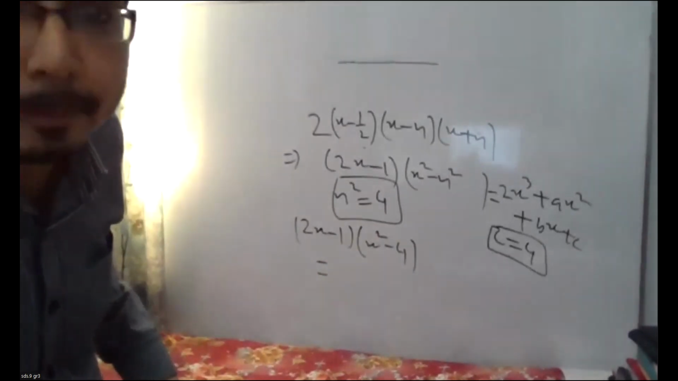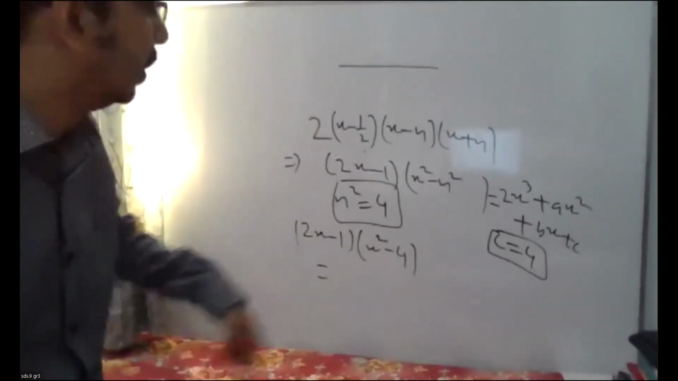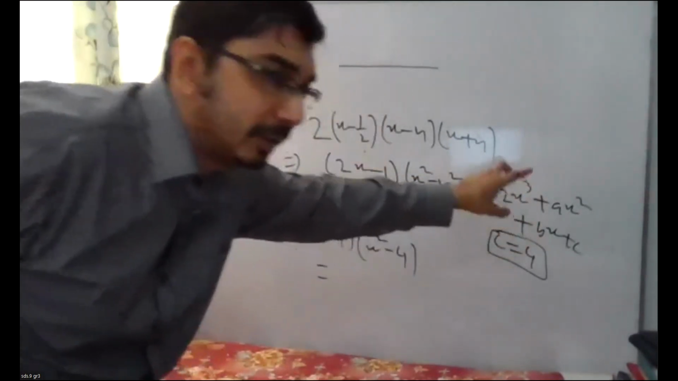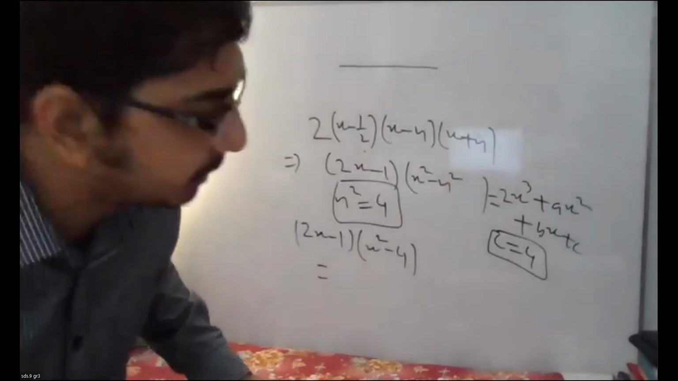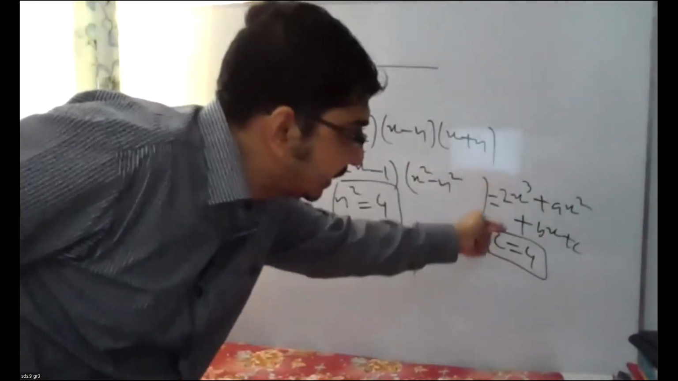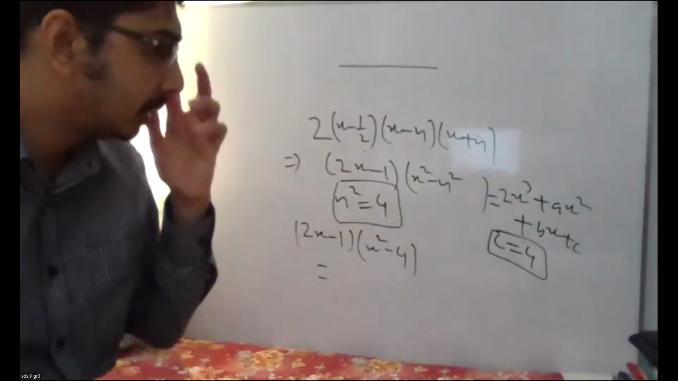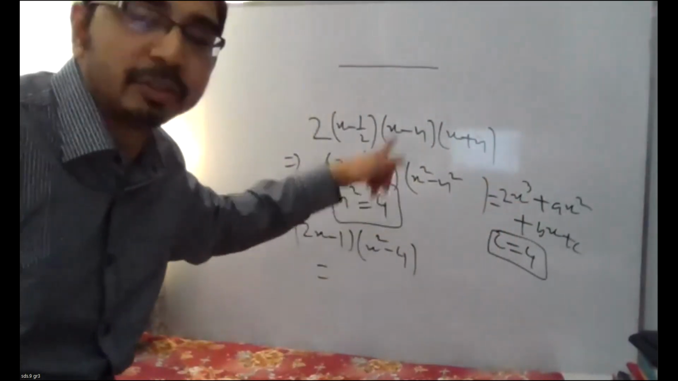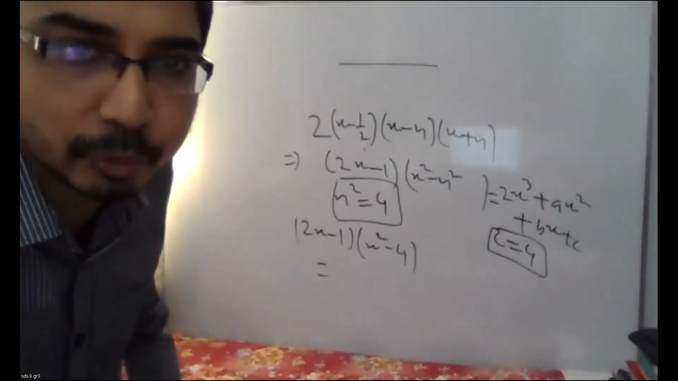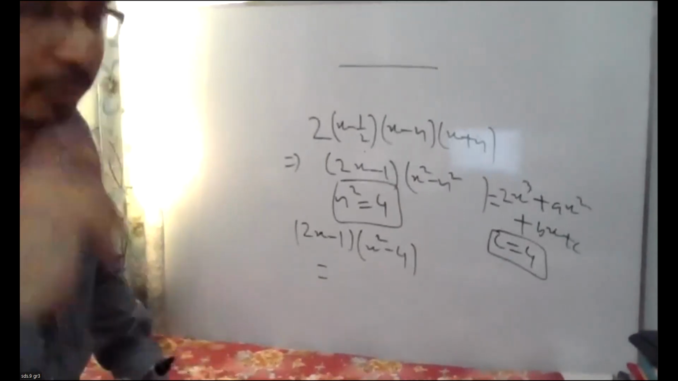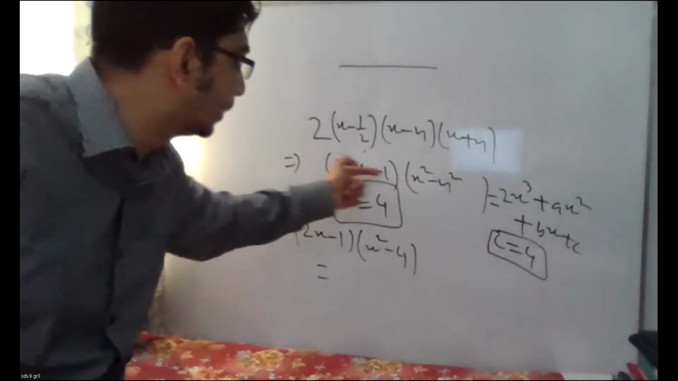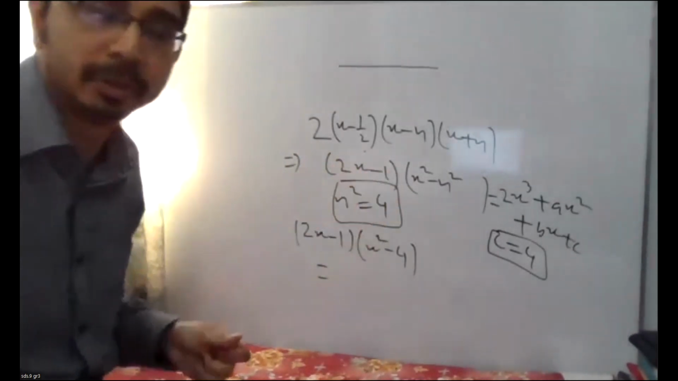Sir, how did n squared get 4? Over here, they said that the y-intercept is 4. That means this expression is the same. By putting x equal to 0, I got the value of C as 4. So over here also, if I put x equal to 0, the value should be 4. That is the y-intercept, x equal to 0. So if we put x equal to 0, it is n squared, which is equal to 4. Got it?